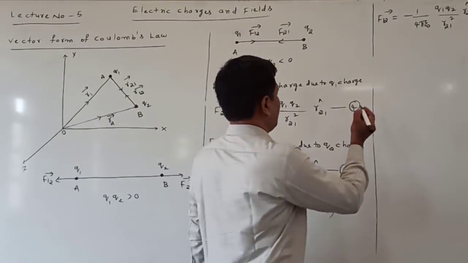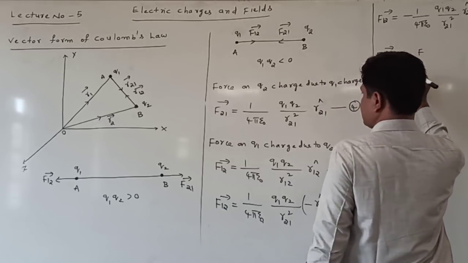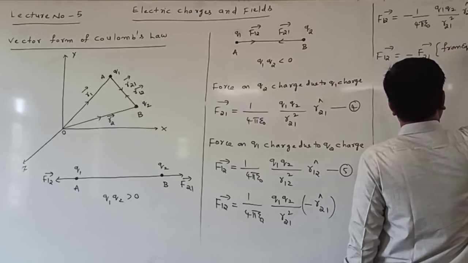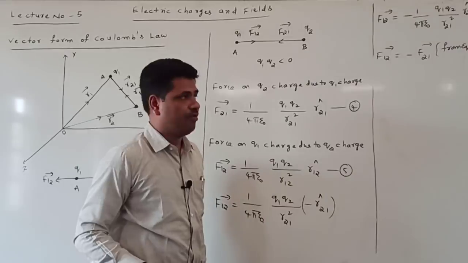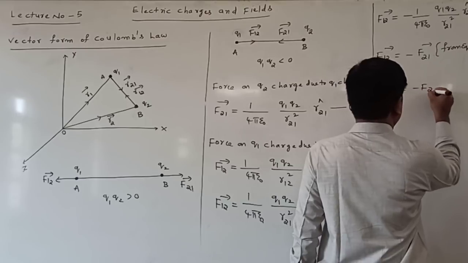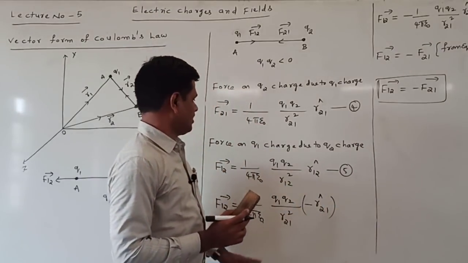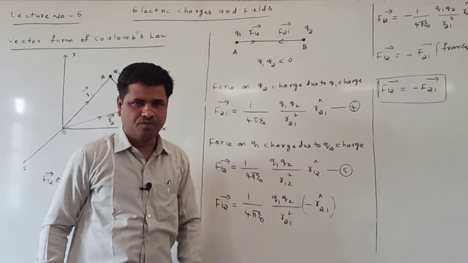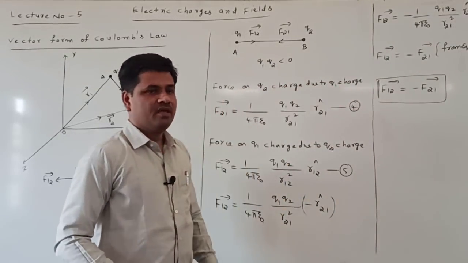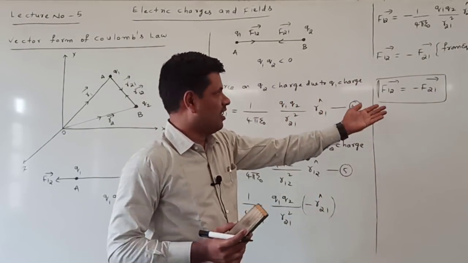Now here F12 bar is equal to minus of, this can be written as F21 bar. I am writing this from equation 4. Now from this what we understand: F12 bar is equal to minus F21 bar. F12 bar means force on q1 charge due to q2 charge. F21 bar is force on q2 charge due to q1 charge. So F12 bar is equal to minus F21 bar means this represents Newton's third law.